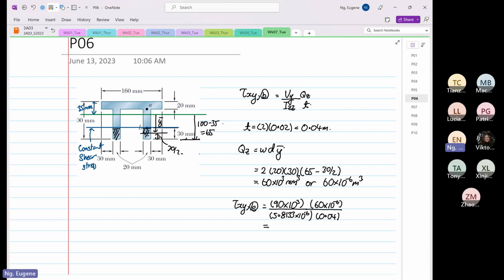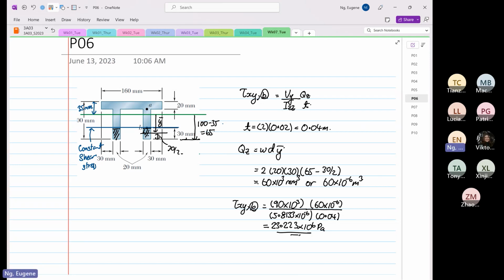90 to the power 3 times 60 to the power minus 6 divided by 5.8133 to the power minus 6 divided by 0.04, that gives 23.223, so 23.223 times 10 to the power 6 Pascal.